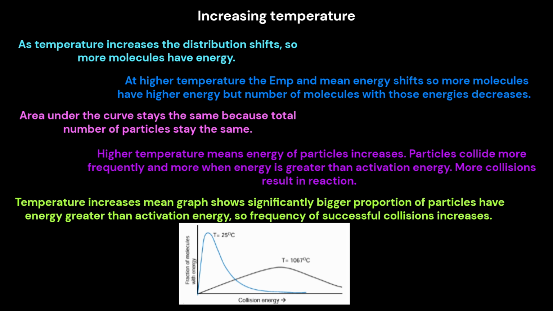Increasing temperature. As temperature increases, the distribution shifts, so more molecules have higher energy. At a higher temperature, the EMP and mean energy shift, so more molecules have higher energy, but the number of molecules with those energies decreases. The area under the curve stays the same because the total number of particles stays the same.